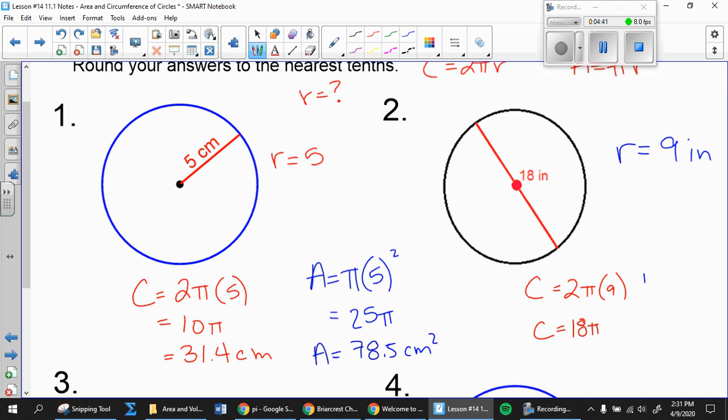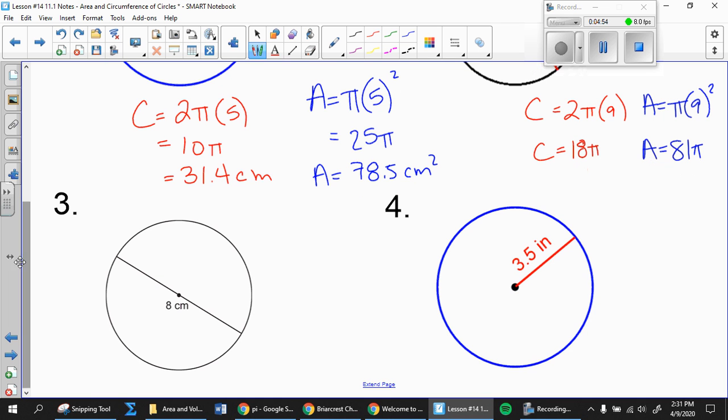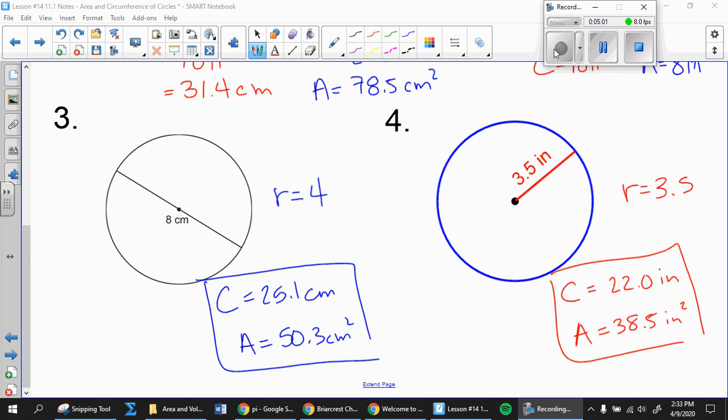For area, we get pi times 9 squared, which is 81 pi. Again, we can type that into our calculator. Okay, go ahead and pause the video and try these two examples here. All right, check your answers here on these two problems. Make sure you have the correct answers, and let's move on.